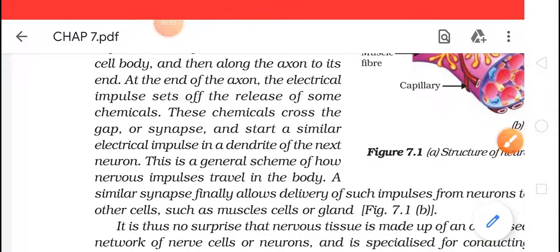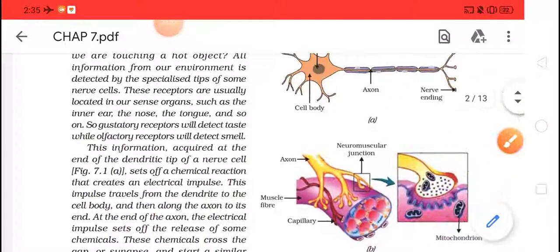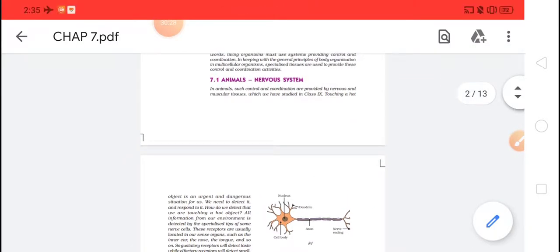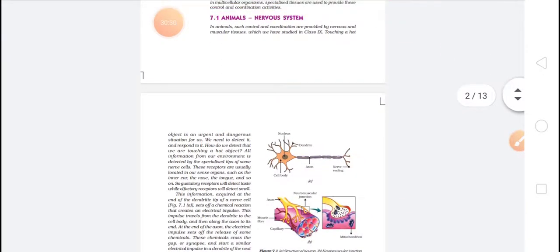So understood? We have just started with chapter 7. We have just seen the diagram of the neuron. We saw the neuromuscular junction and how the impulse travels from one area to another, that is from dendrite to cell body to axon. Tomorrow I'll come again and move further to see what other content is given in the textbook. With this I end today's lecture.